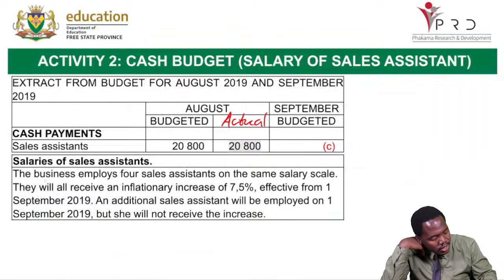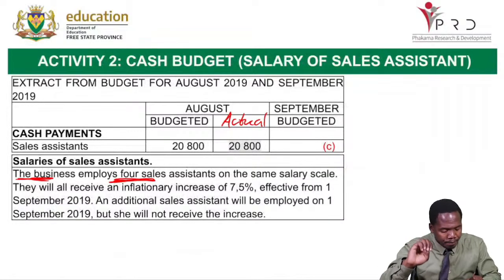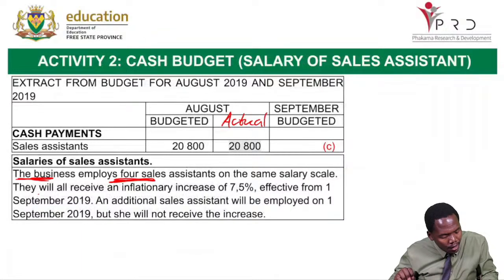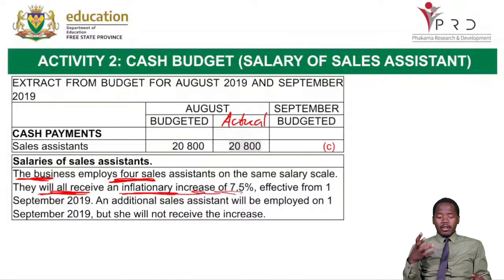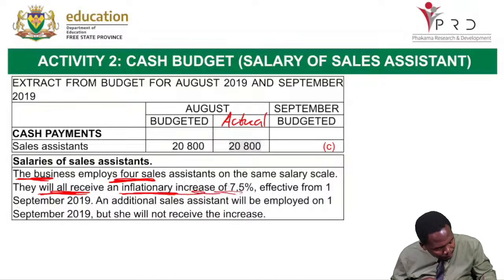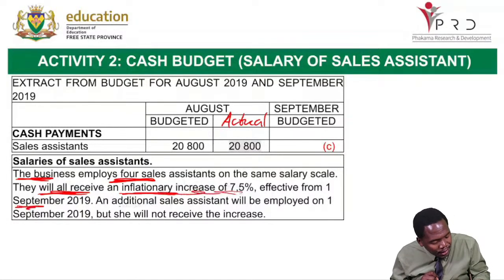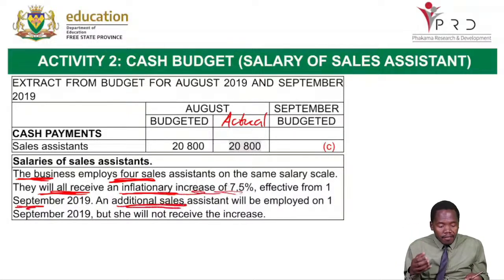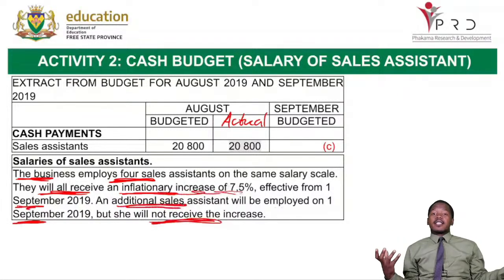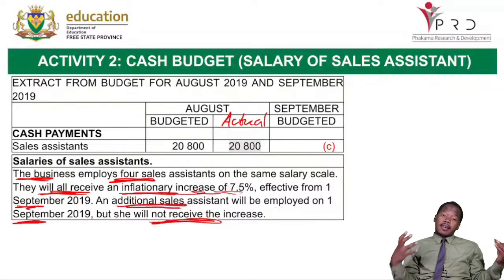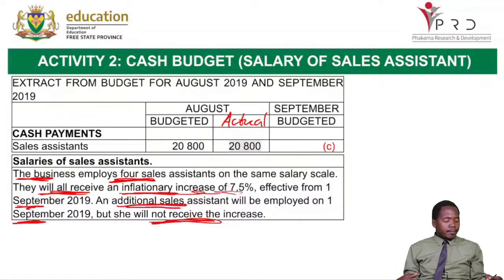Now let's look at our information here. The business employs 4 of them. There are 4 on the same salary scale. They will all receive an inflationary increase of 7.5%, meaning their amount will be 7.5% more than before, effective from September. But now there will be 1 additional, so they will turn to 5, who will be employed on the 1st of September. But she won't receive the increase for obvious reasons. The worker is still new.